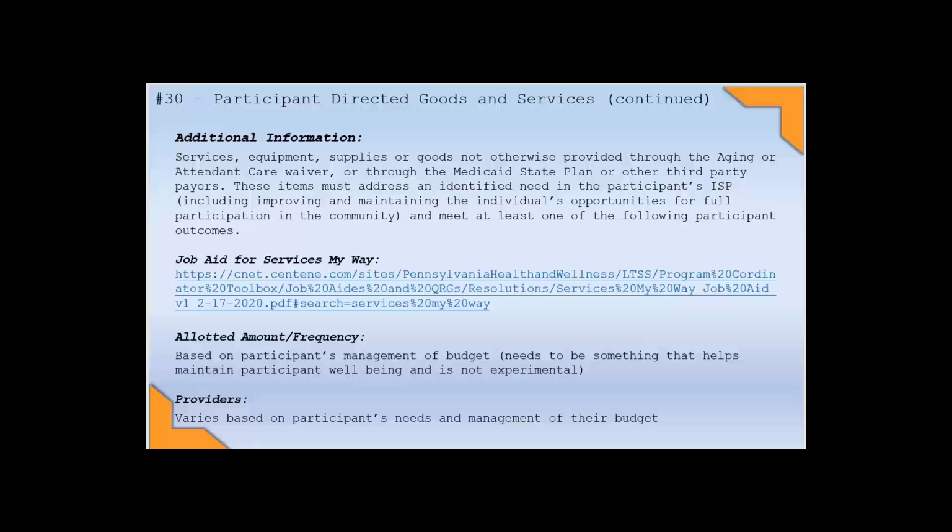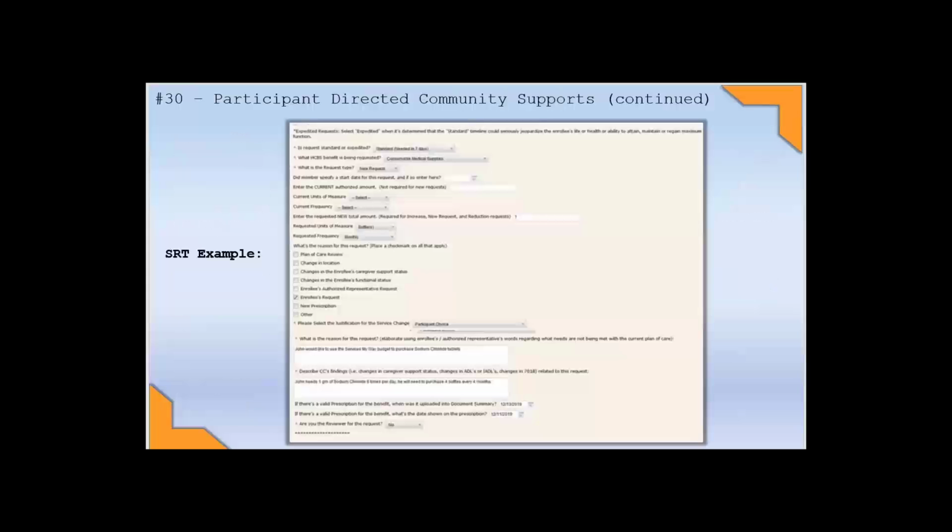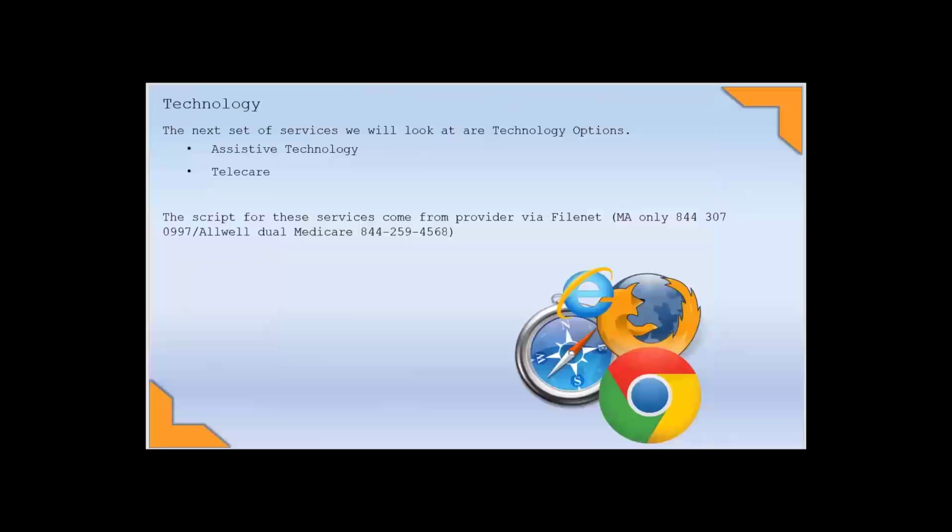Just kind of the same information again, where these items should be addressed and identified, and we have the job aid again here for your reference. And our SRT example. So the last two sets of services, we are almost there, gone through 30 so far, are technology services. So we have assistive technology and telecare.